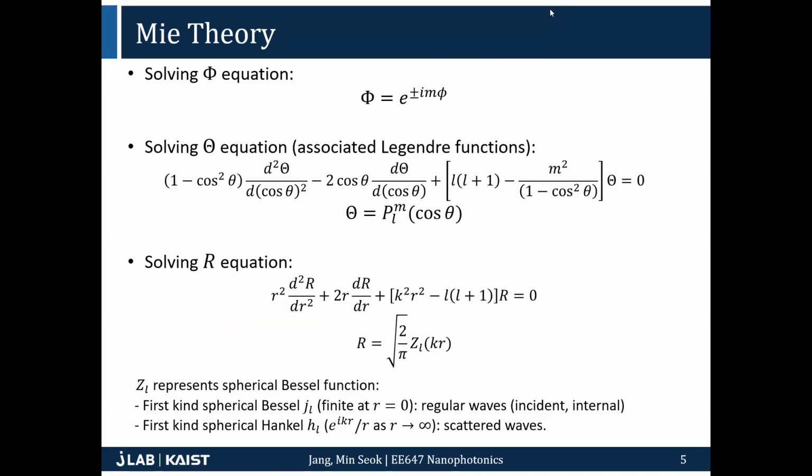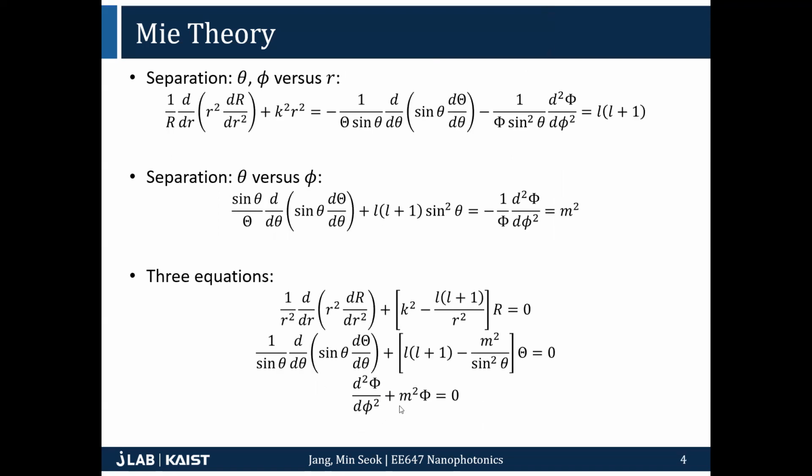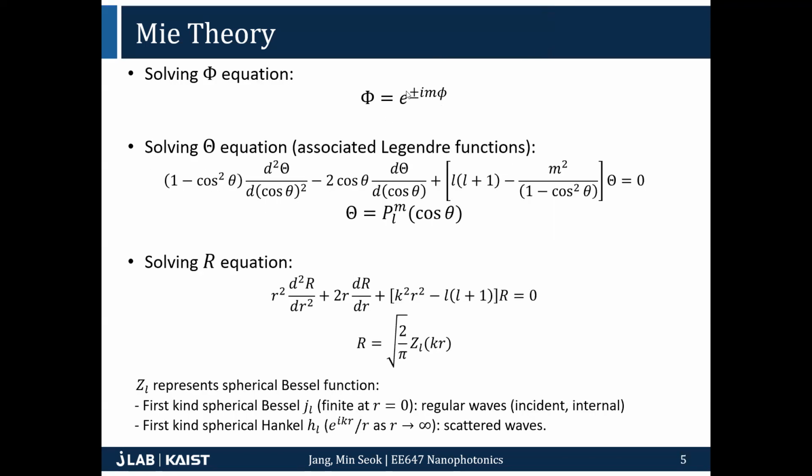So let's look at the last equation, the one about phi. This is the easiest equation, right? It's like the second derivative of phi is minus m square phi. So the solution is, of course, e to the i m phi, right? That's what we know.